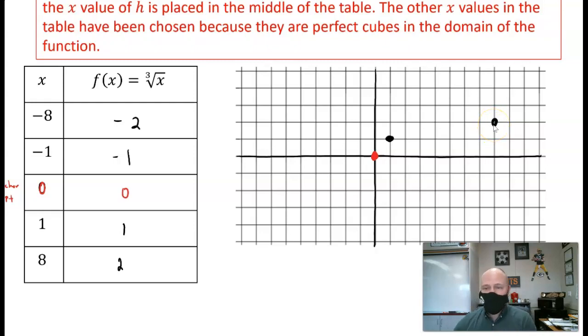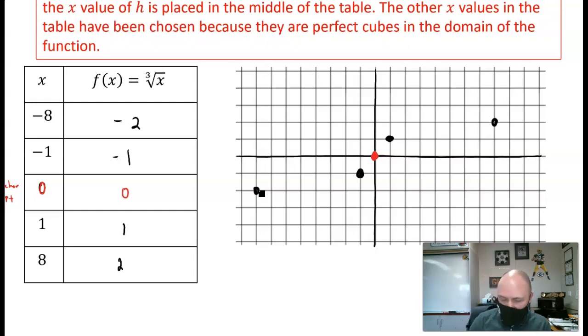And now I'm just going to go symmetrically the other direction. So I'm going to go left 1, down 1. And then our last point, going back to my anchor point, left 8. 1, 2, 3, 4, 5, 6, 7, 8. Down 2. So those are the key points that we're going to transform today.